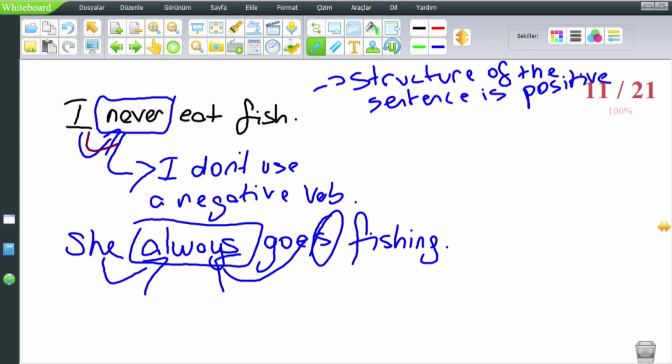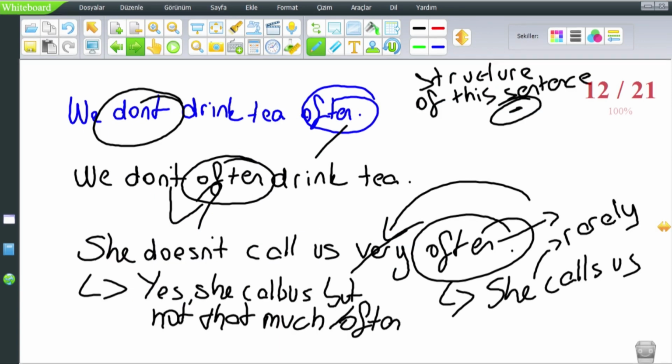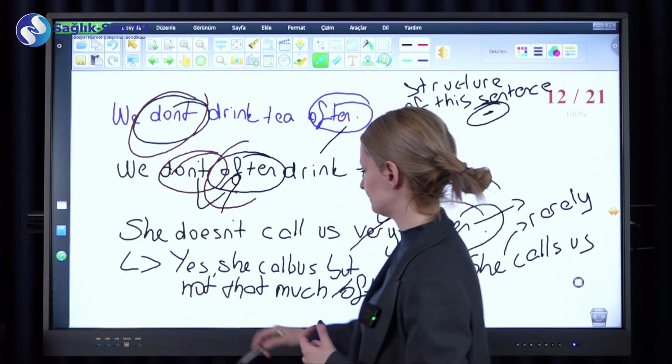She always goes fishing. This is both in meaning and structure-wise a positive, affirmative sentence. That's why it gets right after the subject. We don't drink tea often. When we're using a time expression that expresses frequency, the placement can differ, because we have negative verbs.